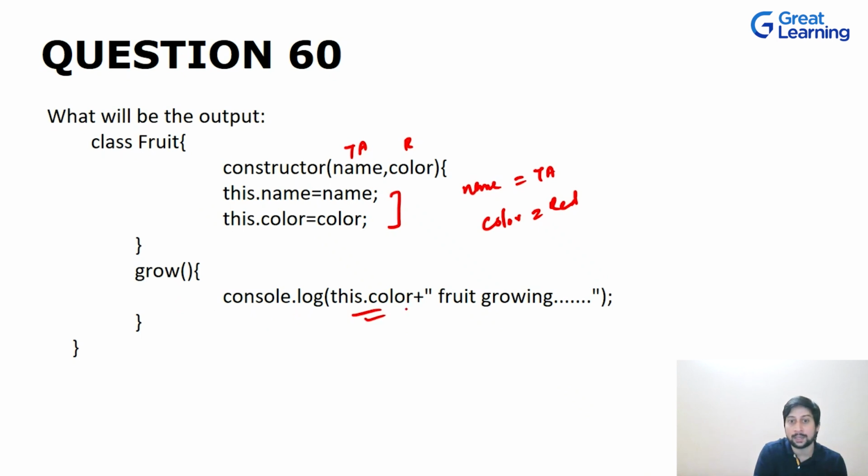Now what happens in this parent class method? You are saying this.color. This refers to the current object, which is this fruit, and the fruit is red. The color of the fruit is red. Red fruit is growing. This is what you will get as output, right?